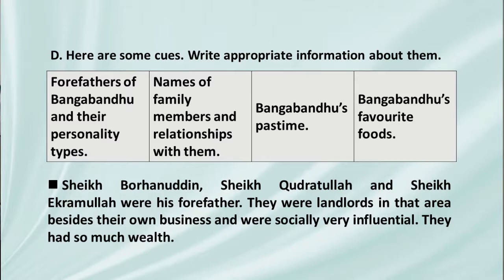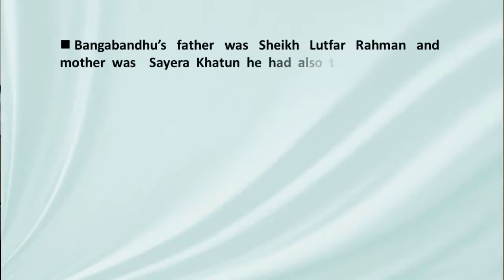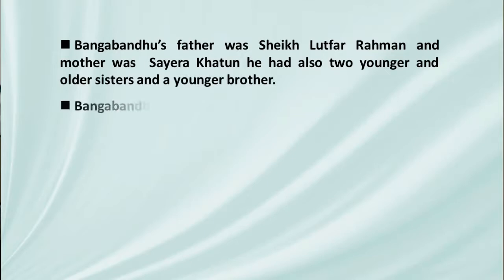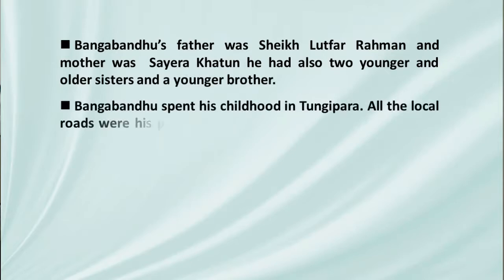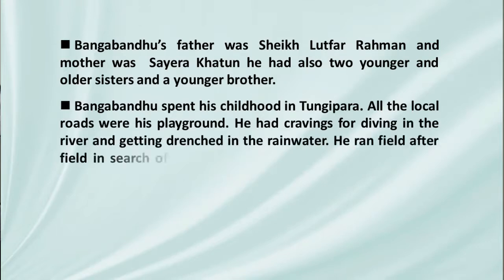Sheikh Burhanuddin, Sheikh Qudratullah and Sheikh Ikramullah were his forefathers. They were landlords in that area beside their own business and were socially very influential. They had so much wealth. Bangabandhu's father was Sheikh Lutfur Rahman and mother was Shaira Khatun. He had also two younger and two older sisters and a younger brother.